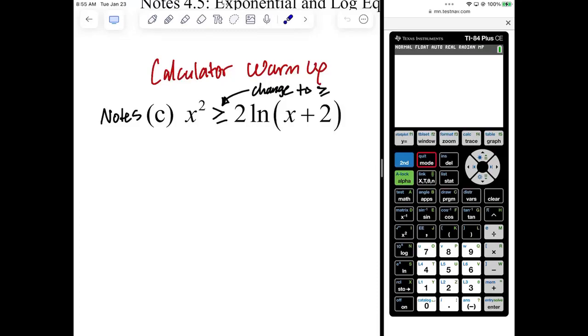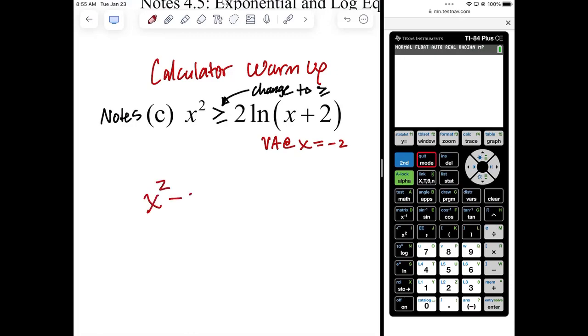All right, so if we change the less than to greater than, it actually becomes a slightly more interesting problem. I want to know where the graph of x squared is above the graph of the natural log of x plus 2. Now, think about the graph of the natural log of x plus 2. Where is the vertical asymptote for this function? At x equals -2. Very good. Because it's normally at x equals 0, the y-axis, and the plus 2 shifts it to the left 2 units.